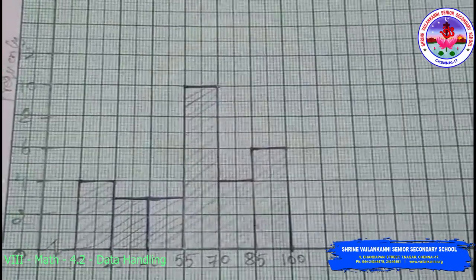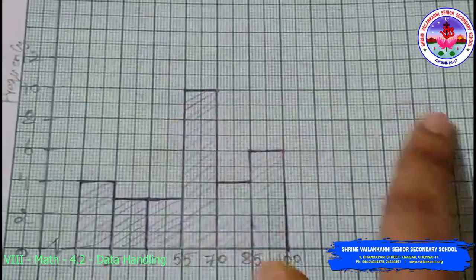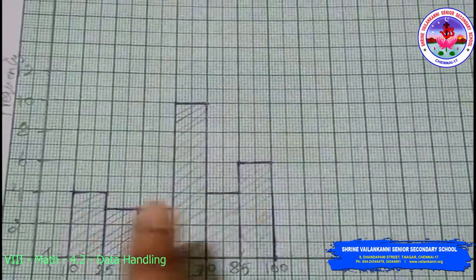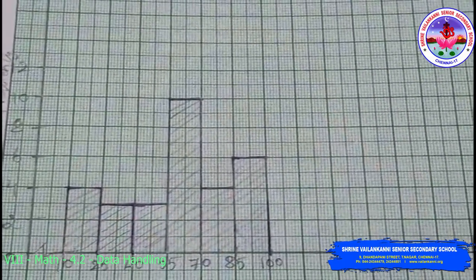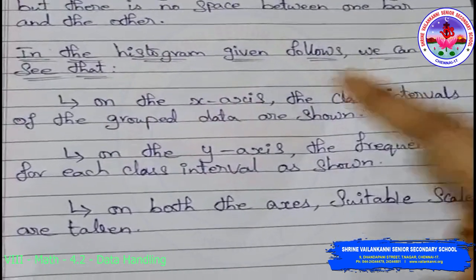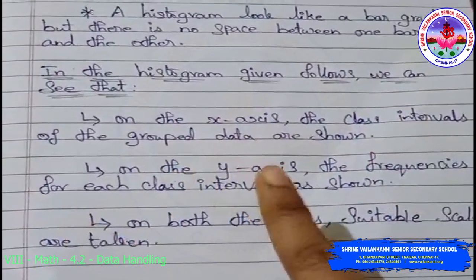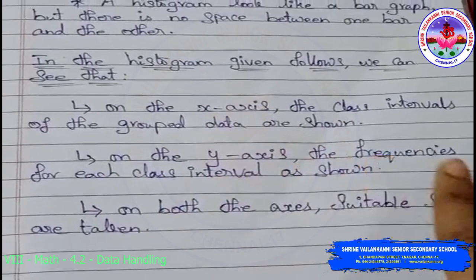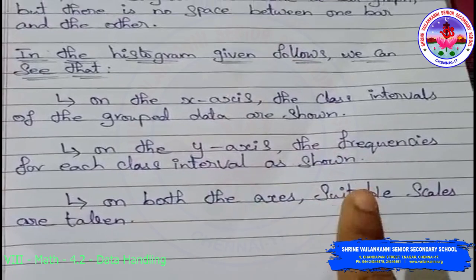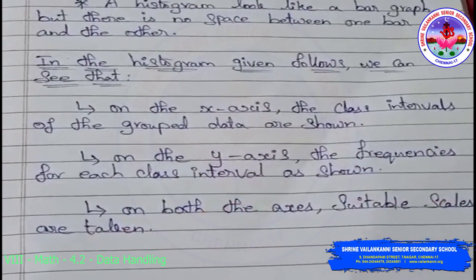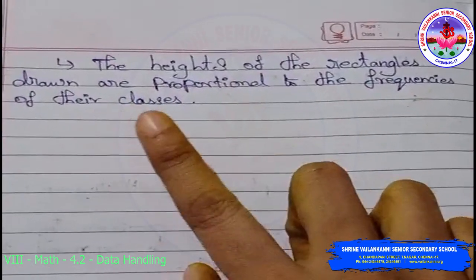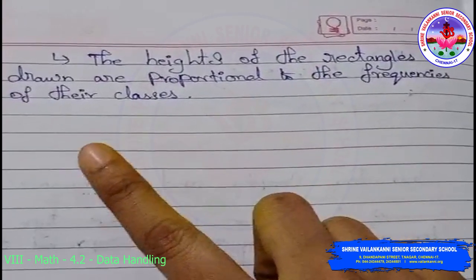Here is an example of a histogram. A histogram looks like a bar graph, but there is no space between one bar and another bar. In the histogram given, we can see that on the x-axis the scale intervals of grouped data are shown. On the y-axis the frequencies for each class interval are shown. On both the axes suitable scales are taken. The last point: the heights of the rectangles drawn are proportional to the frequencies of their classes.